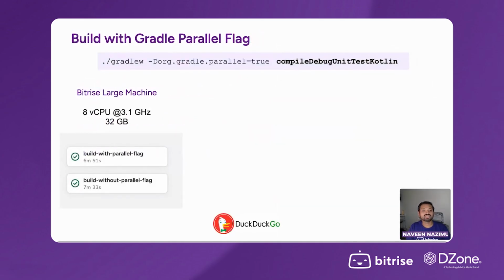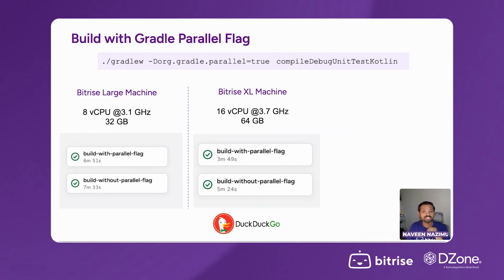So what I did was, using the DuckDuckGo open source Android project, I ran a compile debug unit test Kotlin command with the parallel flag and without the parallel flag. Over to the left, you can see two times here: 6 minutes 51 seconds with the parallel flag, and 7 minutes 33 seconds without it. I ran this on an 8 vCPU Bitrise large machine. So I thought, why not try a bigger machine? Will there be a difference?